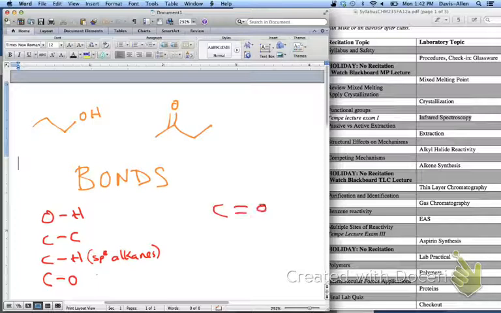Give you the easy one first. Carbon double bonded to oxygen. What else do we have? We still have carbon to carbon. What else do we have? Carbon to hydrogen. Can you give me more information about that one? Still sp3. All you're being asked to do is identify the differences.